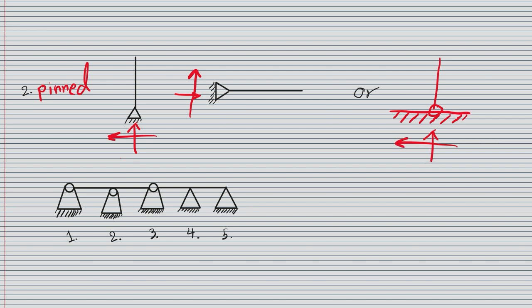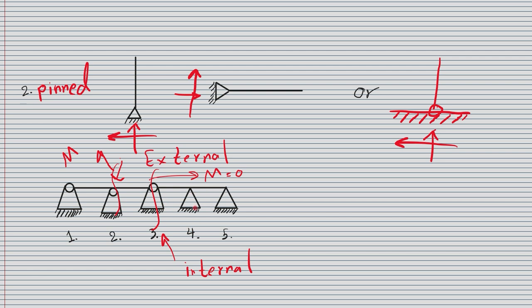Pin support can be tricky because it can be shown like number 2 or number 3. The difference between these two is that this one is external, and this one is internal. If we cut our structure from here, we have moment inside the beam. But if we cut our structure here, we don't have any moment. So M is 0 here.